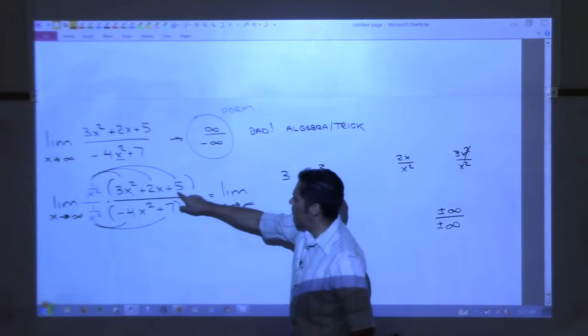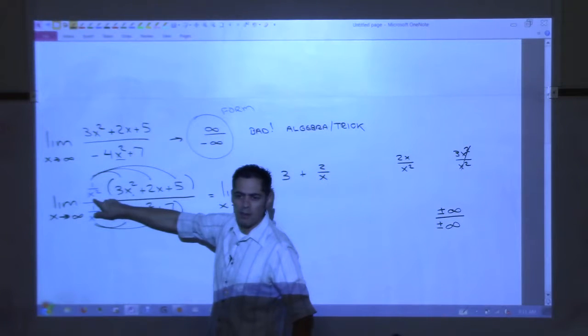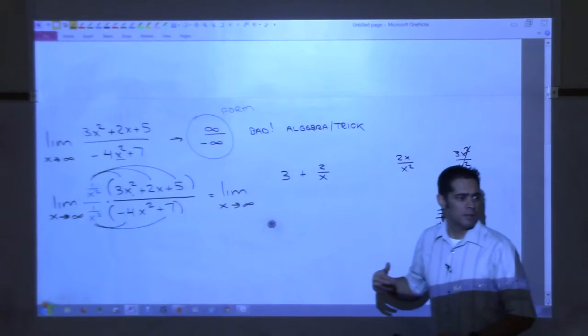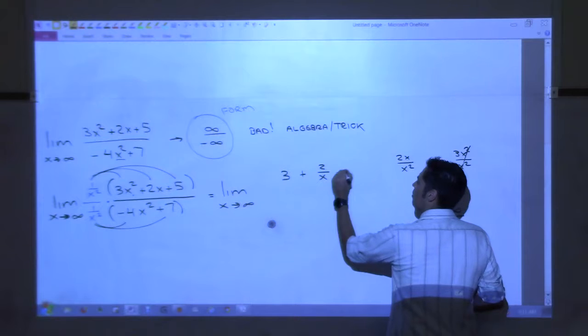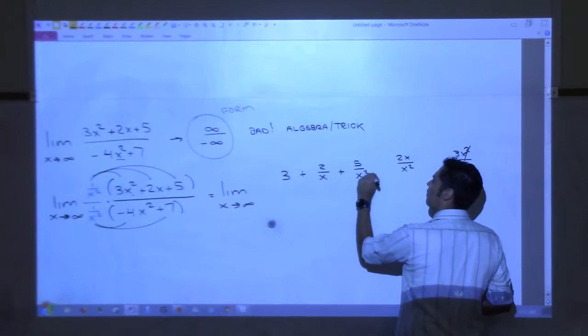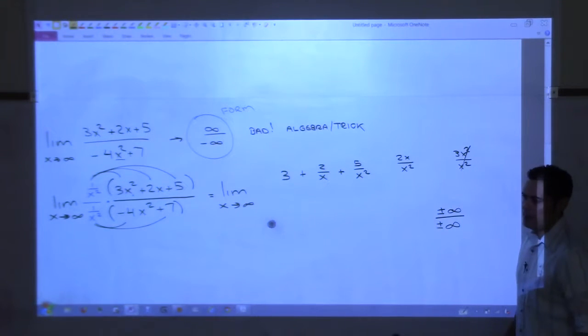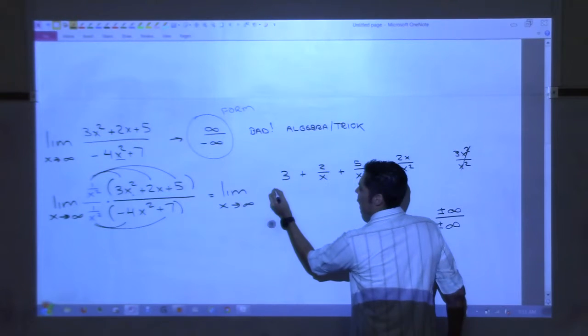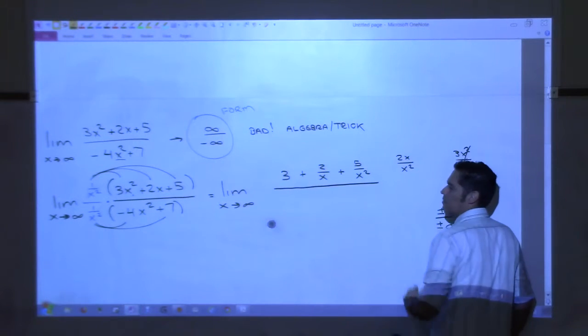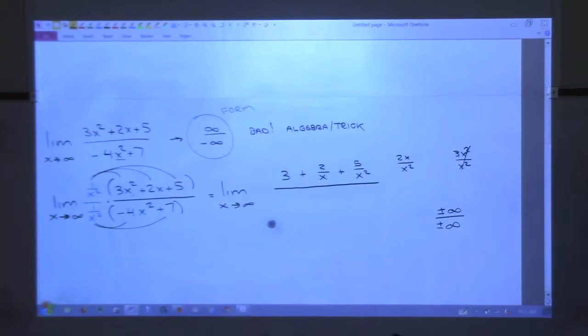Okay, how about when I multiply 5 by 1 over x squared? 5 over x squared. All I'm doing is distributing through. Now, at this point, it may not seem like that was very useful, but just hang tight for a second.